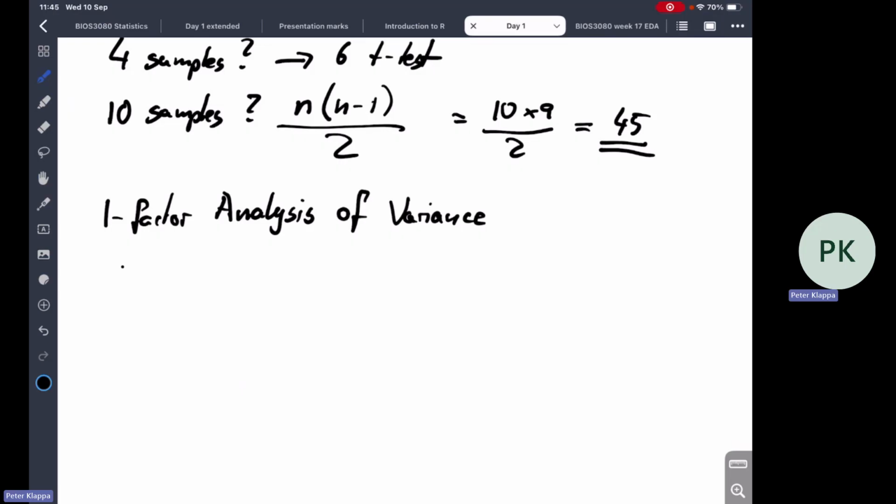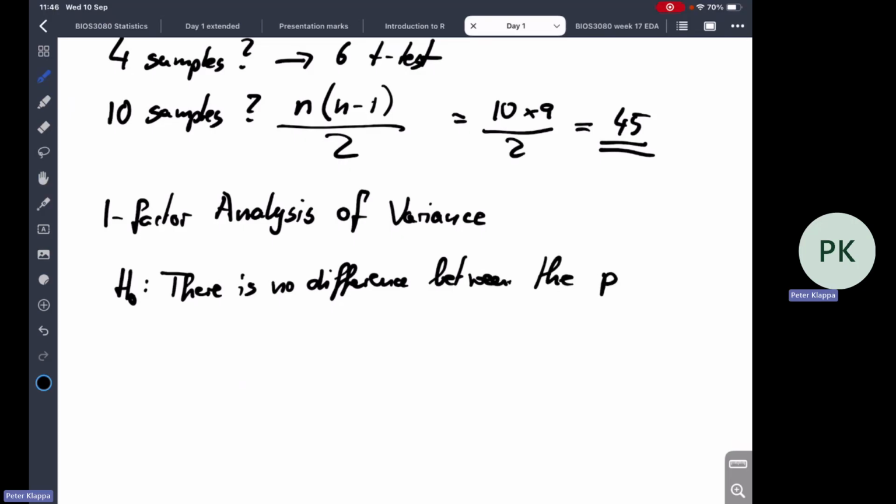And our null hypothesis for this is there is no difference between the population means from which the samples are taken. Any difference that we see is due just simply to, or can be explained by sampling error. It's exactly the same that we had before, but now we do that for more than just 2.